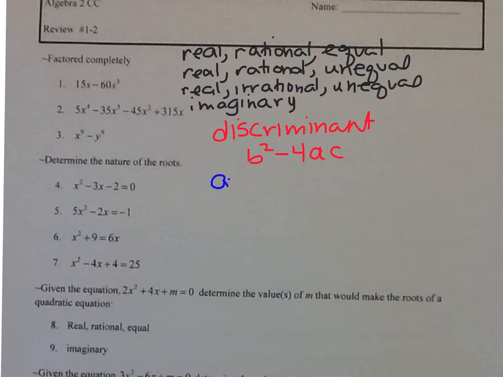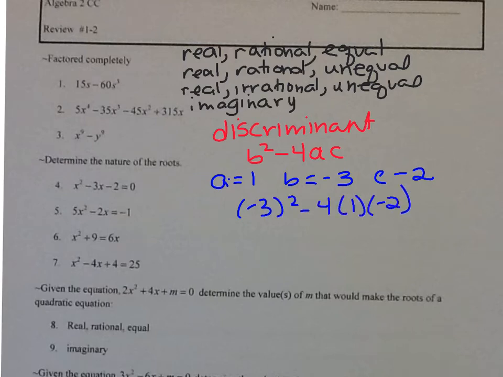A is 1, b is negative 3, and c is negative 2. So we're going to plug it in. So I have negative 3 squared. Notice I use parentheses. Minus 4 times 1 times negative 2. Just plug that in the calculator all at one time. We're not going to do piece by piece. And we get 17.